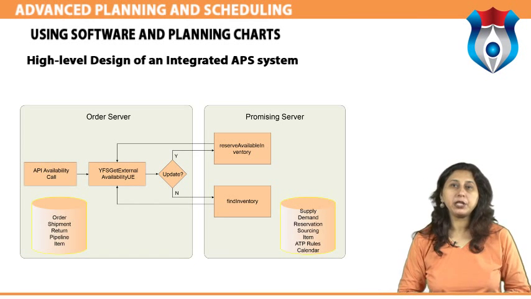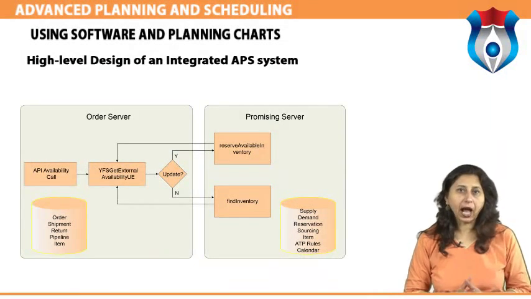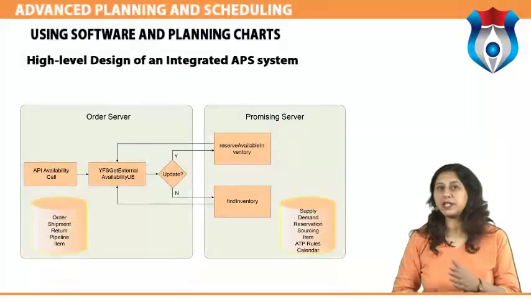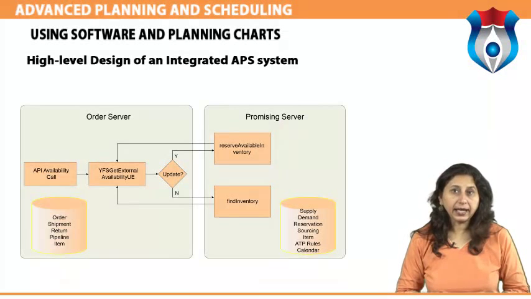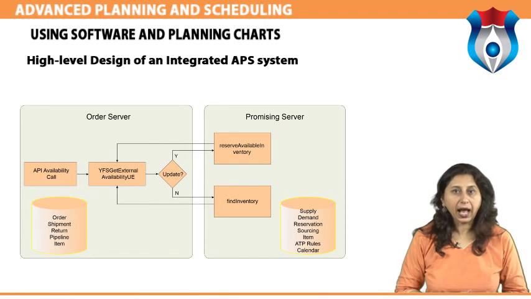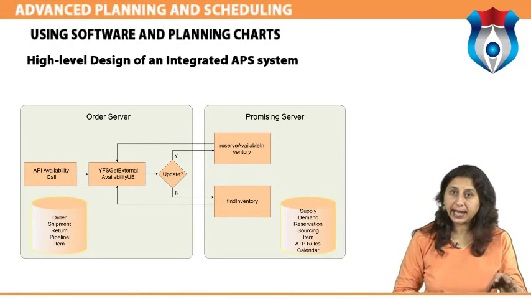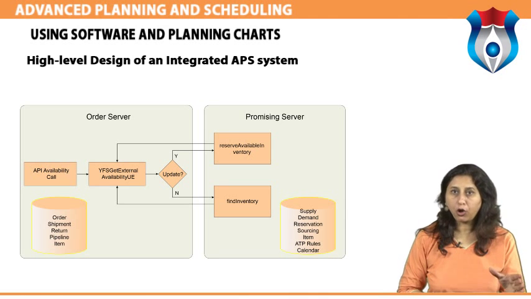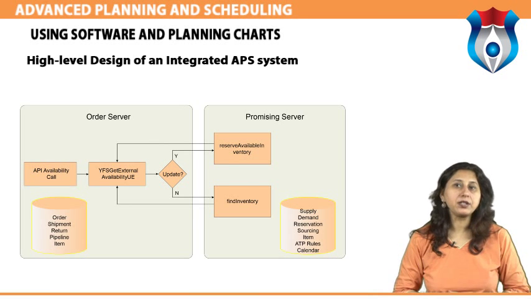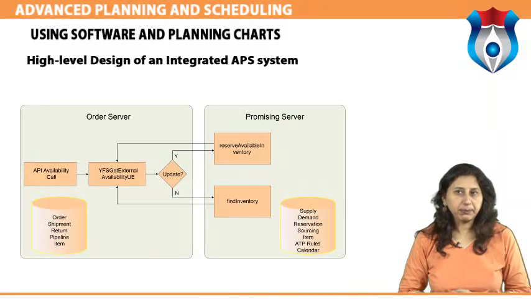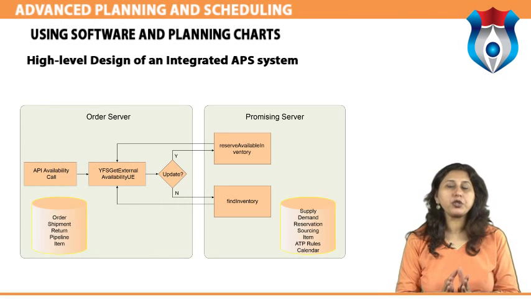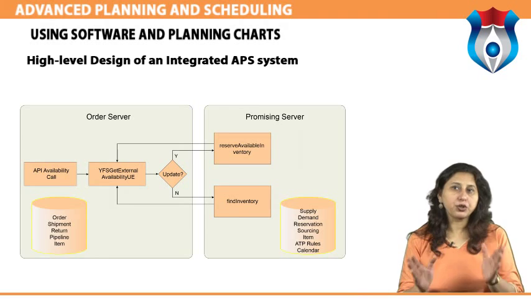ATP, available to promise, where projected unconsumed availability is given to customers on a first come, first served basis. AATP, allocated available to promise, where projected unconsumed availability is first allocated to demand streams or channels, which are then allocated to individual demand. And/or CTP, capable to promise, where production plans are recreated in order to provide supply availability to demand requests.